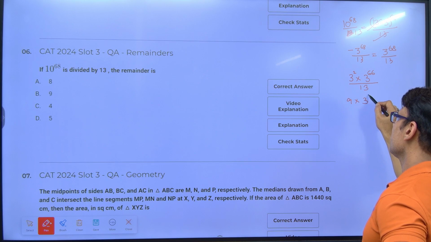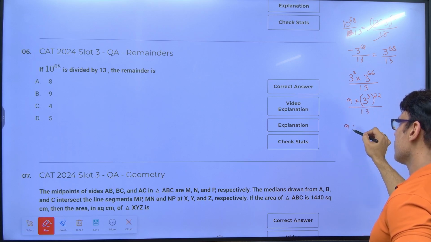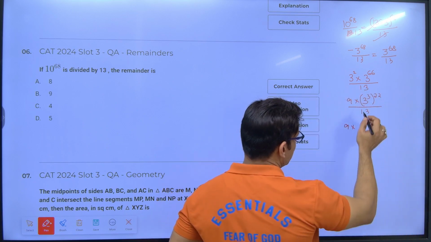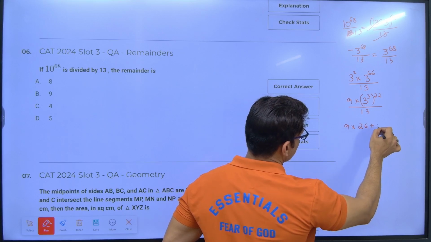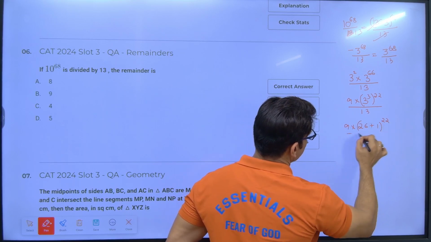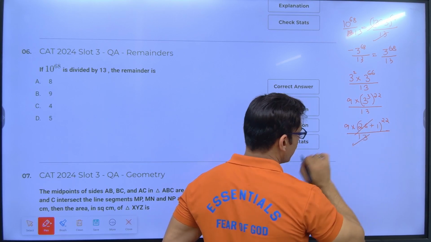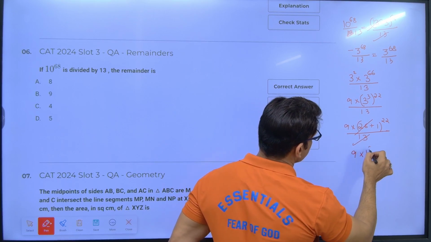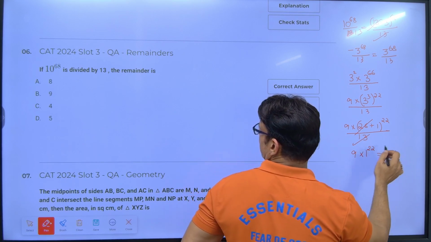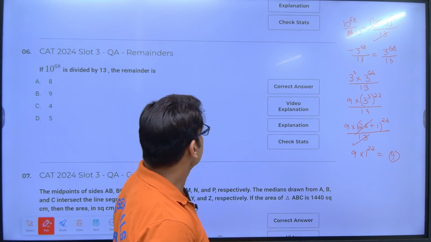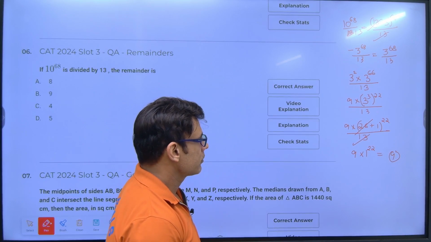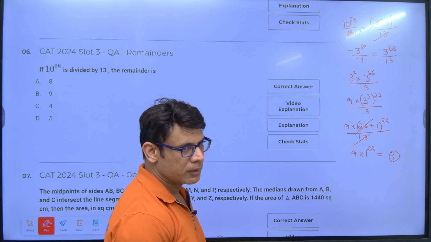इधर से 3 क्यूब पावर 22 डिवाइड बाय 13, 9. 3 cube is what? 27, and 27 can be written as... 13 will cancel all integral multiple of 13. What it will not be able to cancel is just... right, 9.